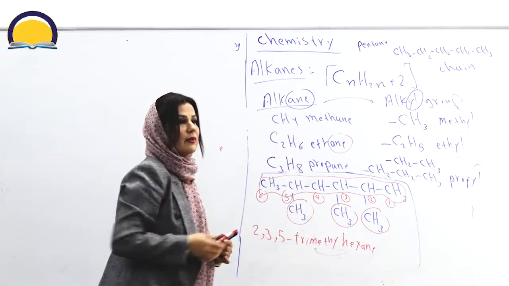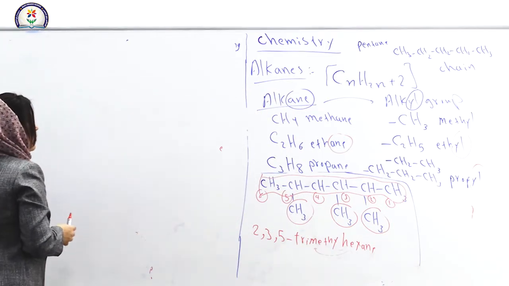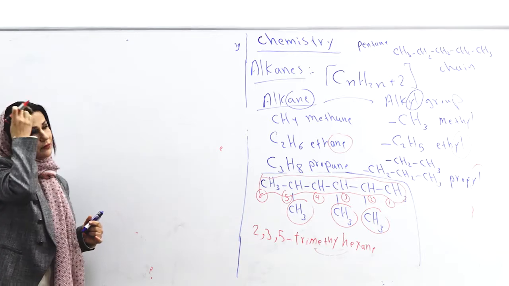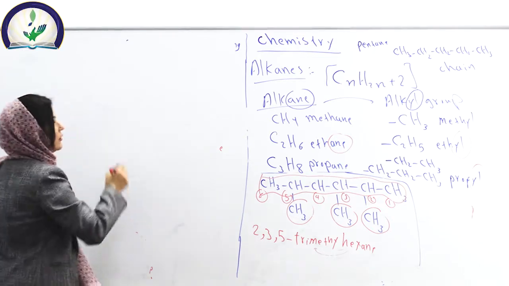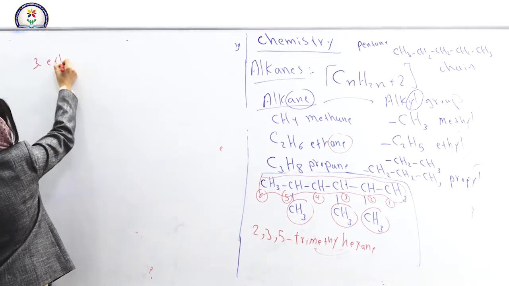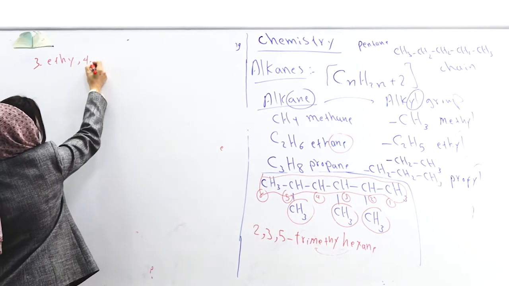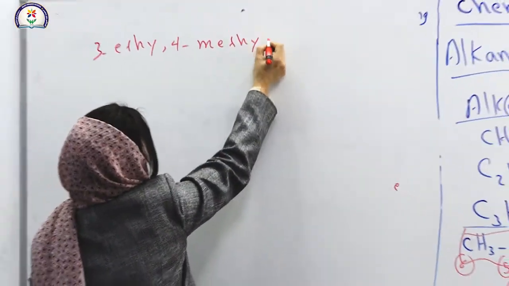We have 3 methyl, 4 ethyl, 3 methyl, and 3 ethyl, 4 methyl hexane.